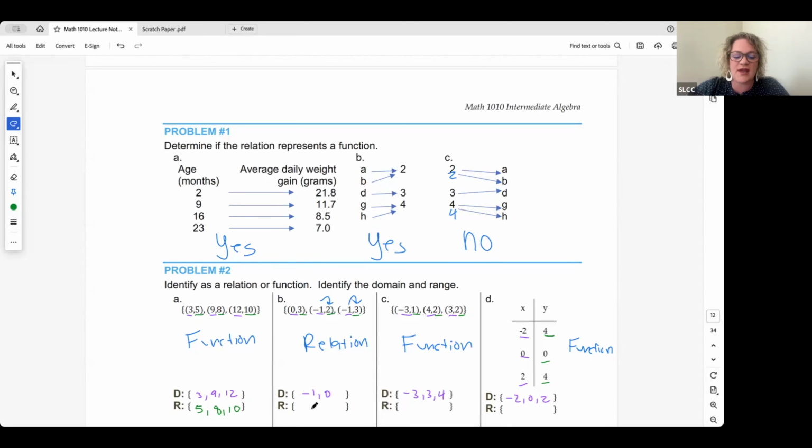3, 2, 3. So we'll just write 2, 3. We don't need to repeat. If we have 2 3s, we can just write it one time. 1, 2, 2. So we would just write 1, 2. And again on D, 4, 0, 4. So we would just write 0, 4.